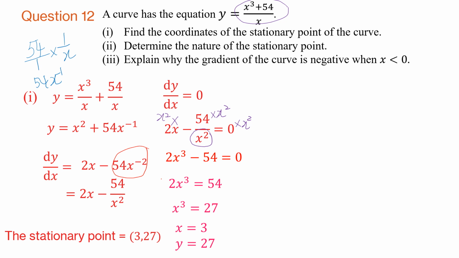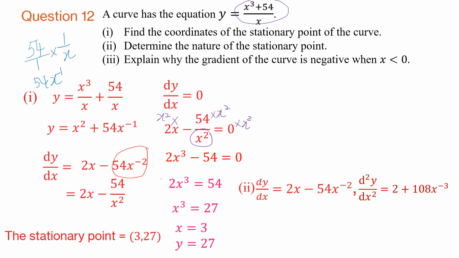Part 2, determine the nature of the stationary point. Here you're not asked to use a specific method. You're not specifically asked to use the first derivative. So usually the easier way is to use the second derivative. Basically you just differentiate your dy dx one more time. Differentiate 2x, you get 2.